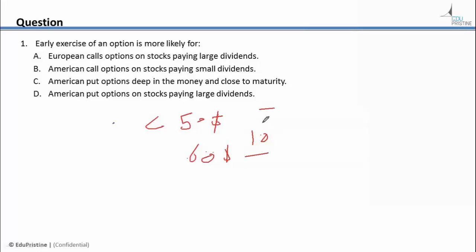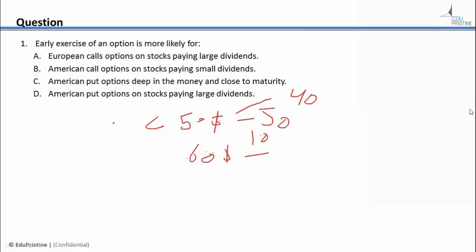Now if the market price is not 60, it's 50. What's the intrinsic value? 0. And if market price is 40, what is the intrinsic value? No, it's not 40, it is 0, because you have the right to buy at 50. Market price is 40. Will you buy at 50? No. You can always go in the market and buy at 40, so you will not exercise it. So your value is 0.